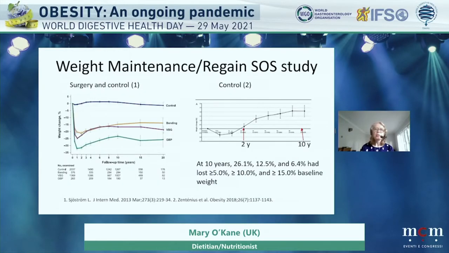However, it's not just about the weight loss, it's also about weight maintenance and avoiding weight regain. And I just mentioned the SOS study. And this is not a randomized controlled trial. It's where people went either down the surgical arm for weight loss or medical treatment, which should include obviously lifestyle interventions. And what you can see in the left-hand graph is the 20-year outcomes. And it shows that those who go forward for bariatric surgery are likely to have a lower weight at 20 years than those who went down the medical intervention group. But we must remember that this is not a randomized control trial. People were lost to follow up. And even with the surgical group, there can be some intense weight regain.